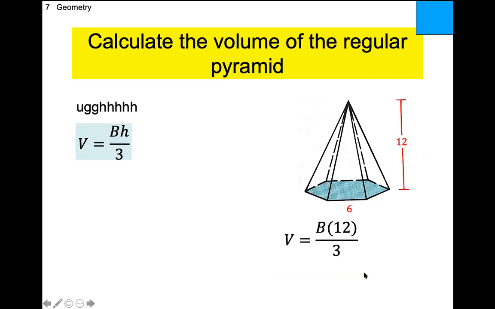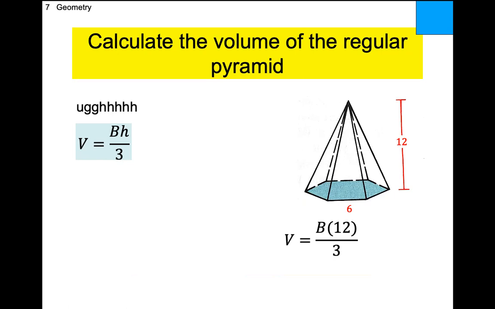Sounds simple, but all they gave me was one side. Now, they did say it was a regular pyramid, and going back to that slide on regular pyramids, we learned that if it's a regular pyramid, the base is also regular. That means it's a regular polygon. That means all the sides are the same. So if one side of that hexagon is 6, then all sides are 6.